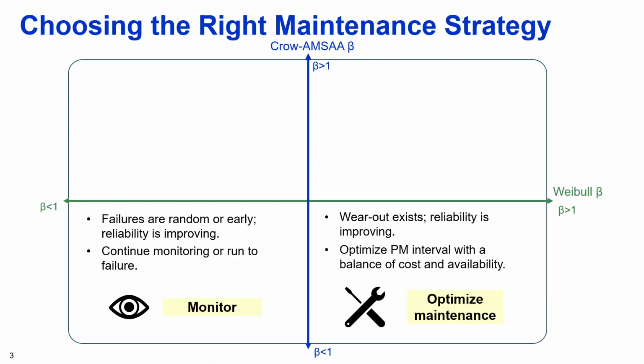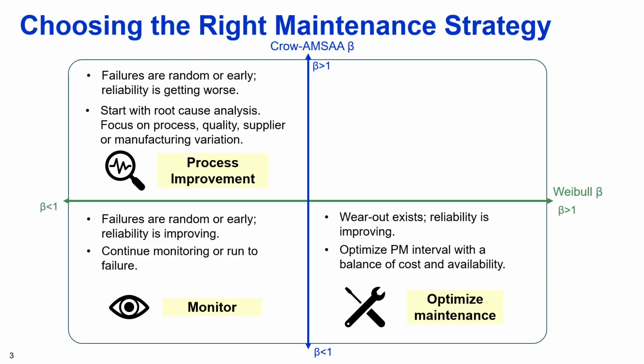Now let's look at the top left quadrant. Failures are primarily early or random, so preventive maintenance is unlikely to reduce them. At the same time, reliability continues to worsen, indicating that the current approach is not enough to solve the underlying problem. Instead of adding more maintenance, start with root cause analysis, and then improve the processes, supplier quality, manufacturing, or other assignable causes identified during the investigation.